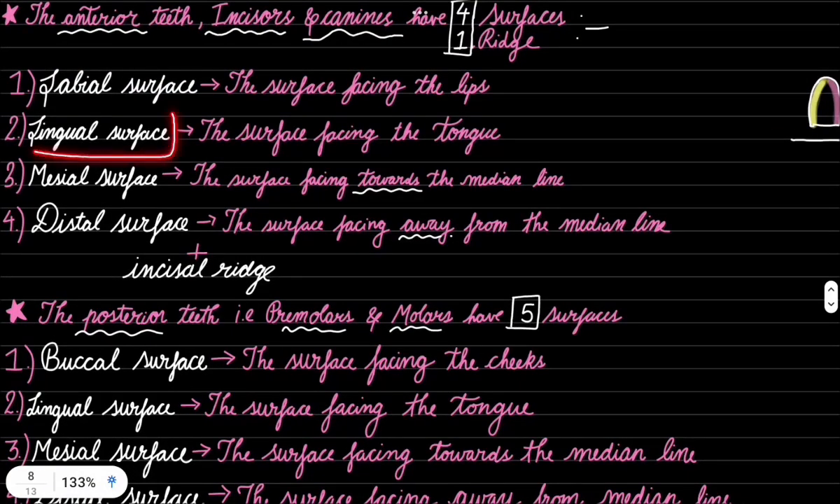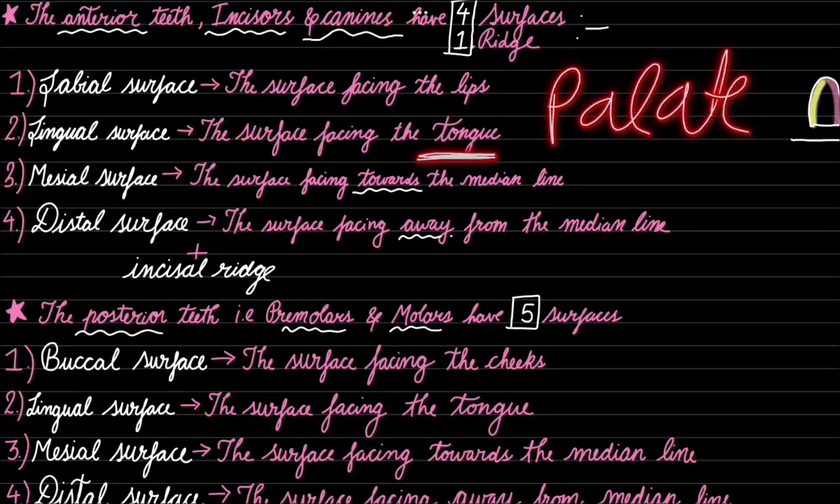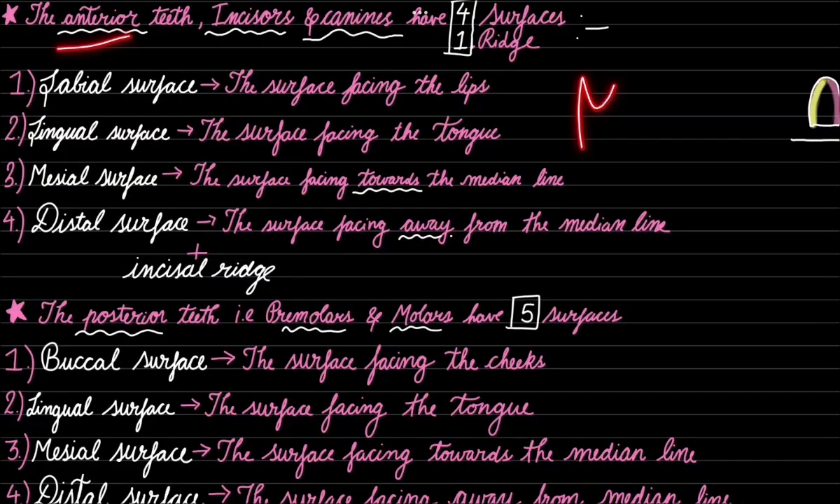Then the lingual surface. In the anterior teeth we can also call this the palatal surface. This is the surface which is facing the tongue or the palate. In the anterior maxillary teeth, they will be facing the palate, and the mandibular teeth will be facing the tongue. So it is called the lingual surface or the palatal surface.